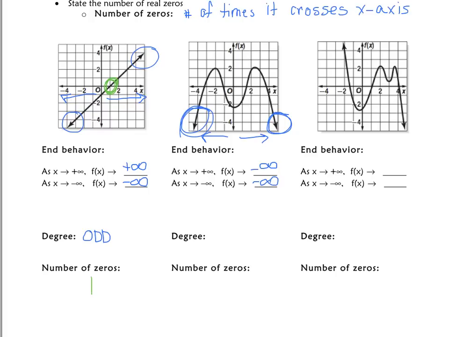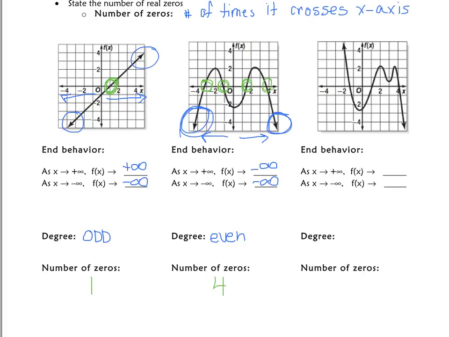So like I said, the oddballs are the ones where one is up, one is down. The ones that are even do the same thing. They either both go up or both go down. So this is an even degree function. And then for the number of zeros, we're going to count how many times this crosses the x-axis. I got 1, 2, 3, and 4. So there's 4 real zeros.